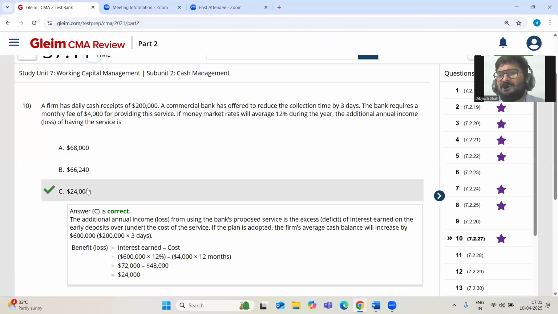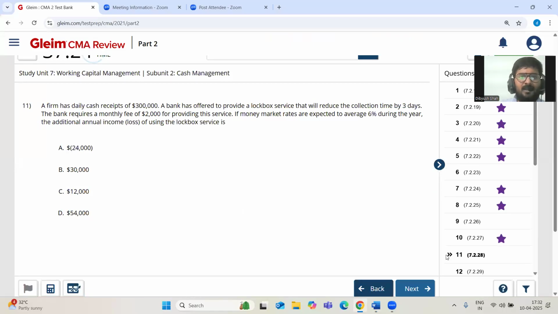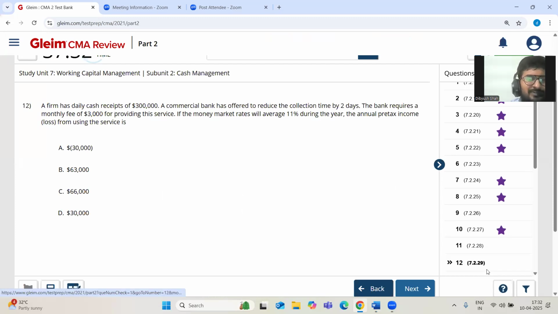These are very basic questions, as I keep on repeating. If you understand the concept, your question will not go wrong. A firm has daily cash receipts. This is the same question only. I'm looking for a little better question.